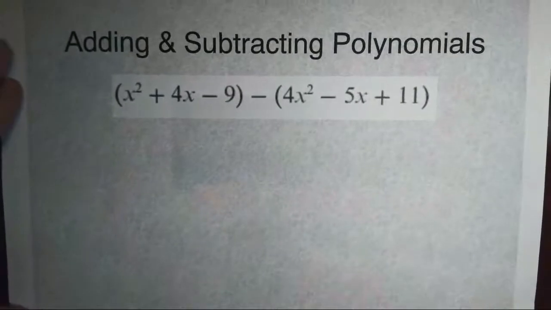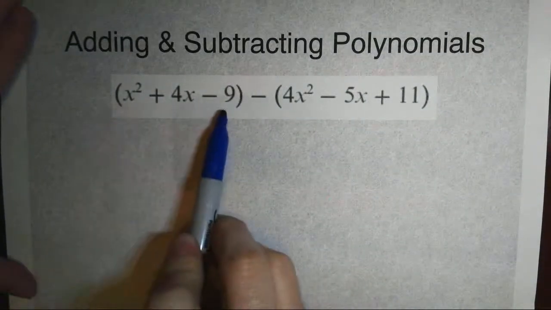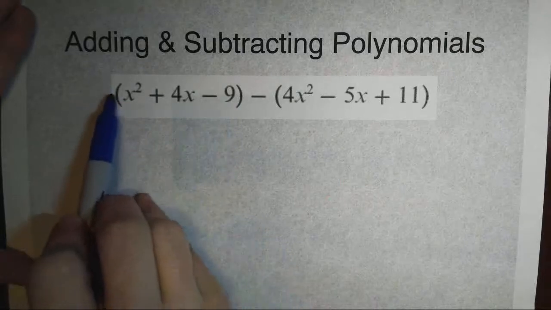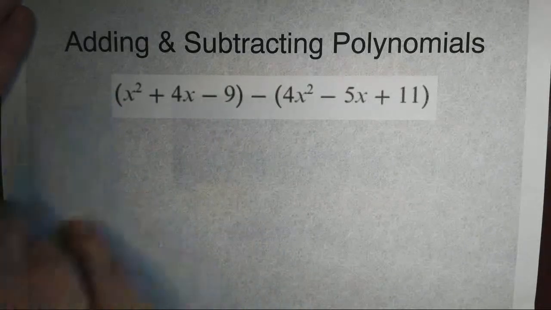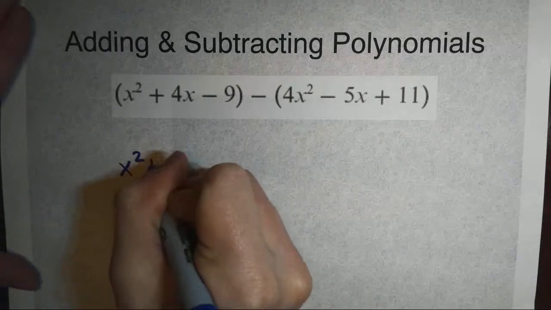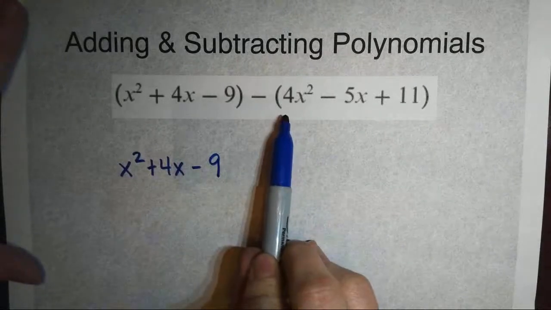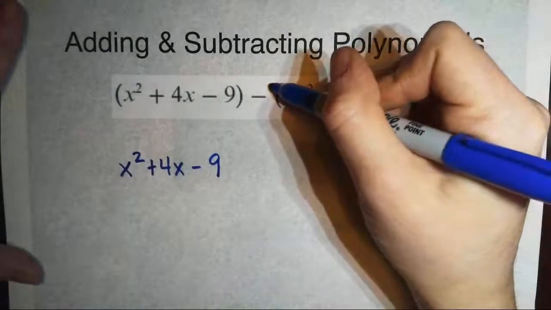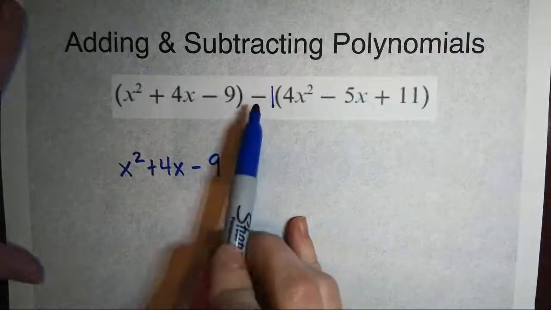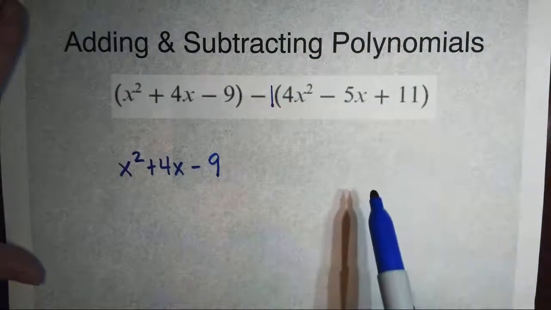Now let's see how subtraction is different. Again, example needs to be in your notebook. In this first polynomial, I don't have anything outside the polynomial, outside the parentheses, so I can just rewrite it without its parentheses. X squared plus 4x minus 9. Now in the second set of parentheses, I have that invisible 1 out there.